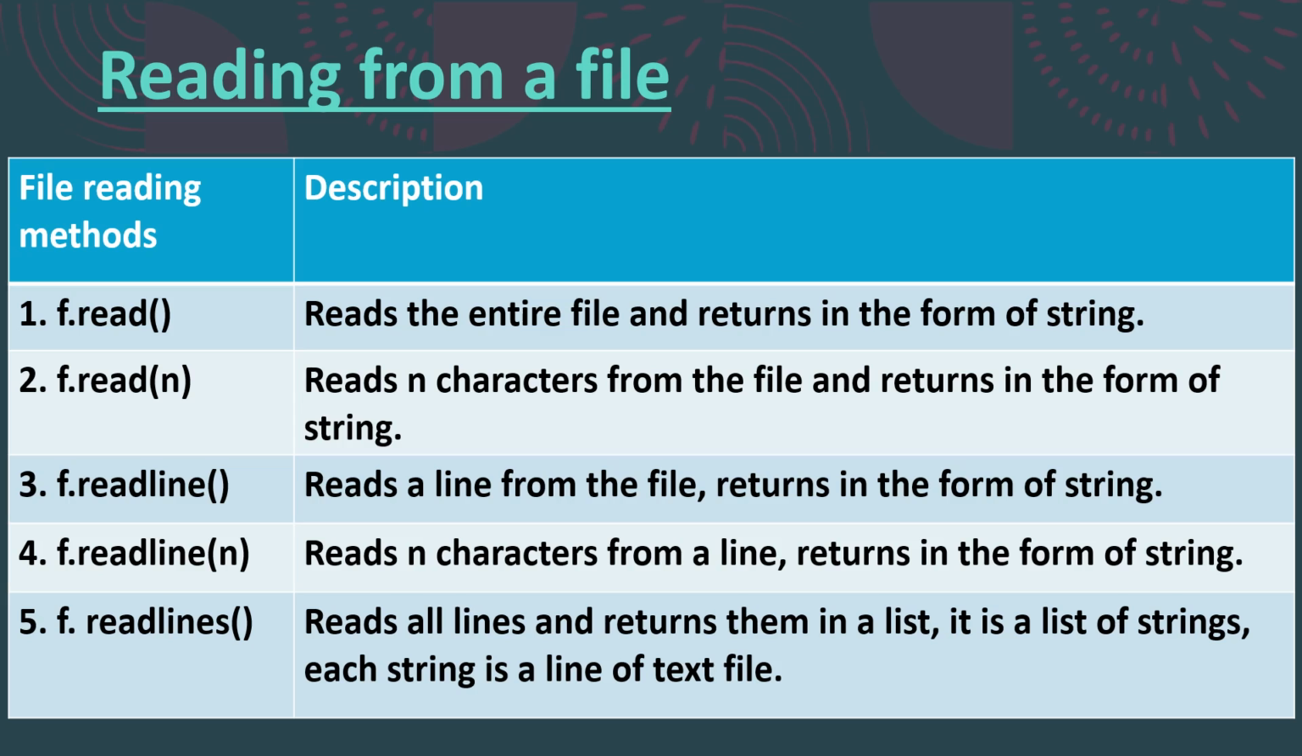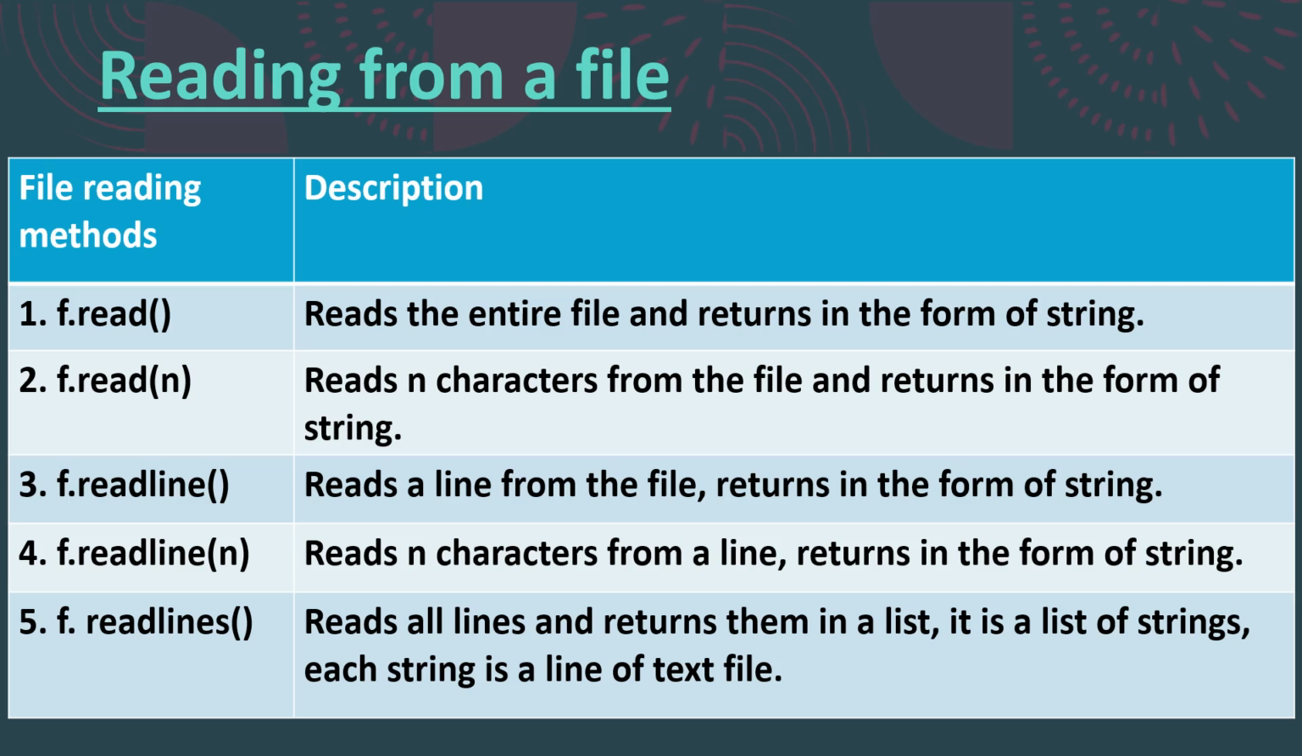The first method is the read method, which will be called with respect to the file object f. So f.read will read the entire file and it will return the content of the file in the form of a string. And if within the read function we pass a value n, then it will read n number of characters from the file. And this will also be returned in the form of a string.